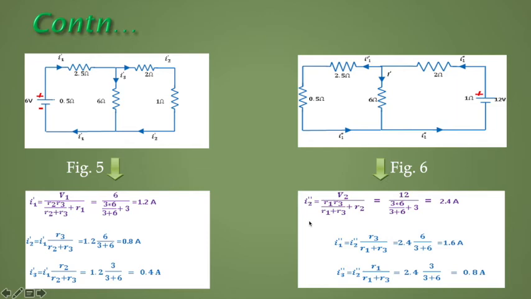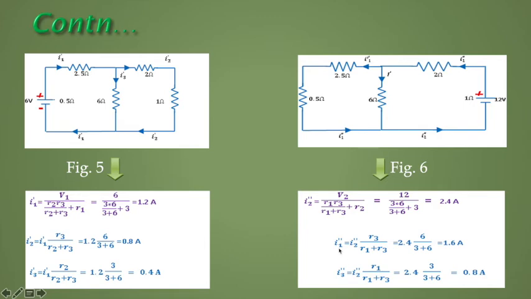I2 double dash equals voltage V2 divided by, this is considered R1 and this is R3, and the total series resistance is considered R2. So R1 into R3 divided by R1 plus R3, plus R2, equals 12 divided by 3 into 6 divided by 3 plus 6, plus 3, equal to 2.4 ampere.